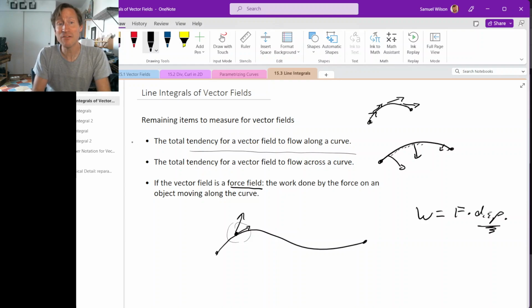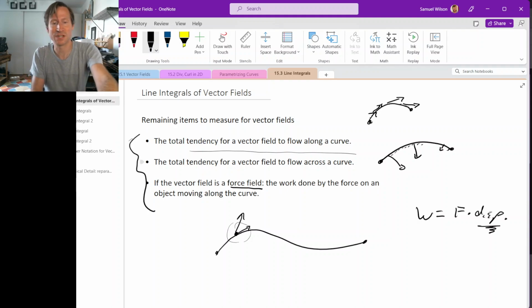So now that we have our machinery for scalar line integrals, we can come back to all three of these and maybe develop some particular styles of line integral to answer these three particular questions.